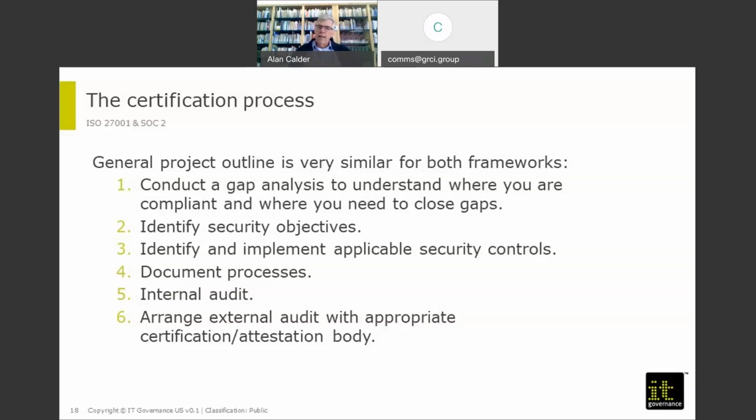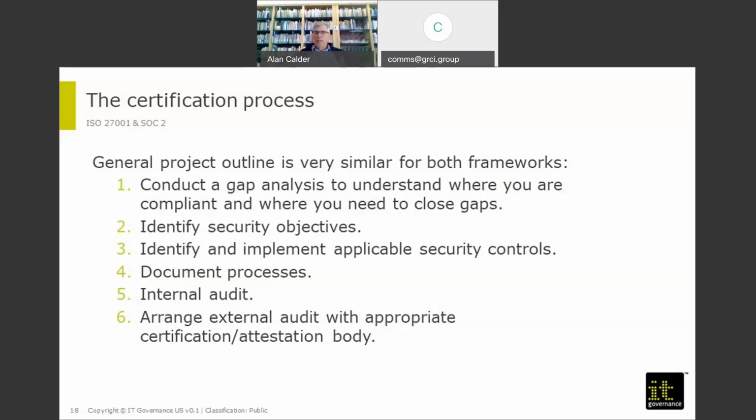Out of that, you identify the security controls that you need to have in place, either referring to Annex A of ISO 27001, which lists 114 controls, from which you select the ones that help you mitigate the risks that you've identified. For SOC 2, you identify the controls that are mandated for the trust service principles that you're applying, and you identify the gap between what you're currently doing and what you need to be doing in order to meet the control implementation requirement.